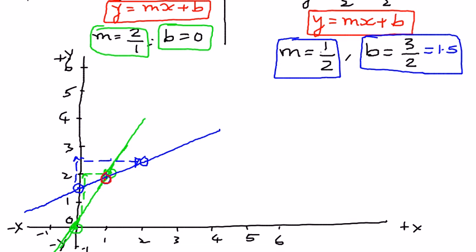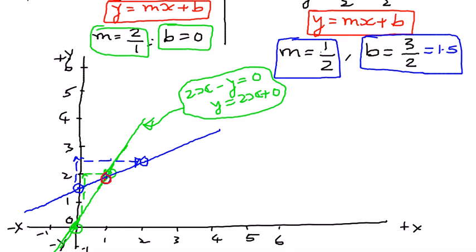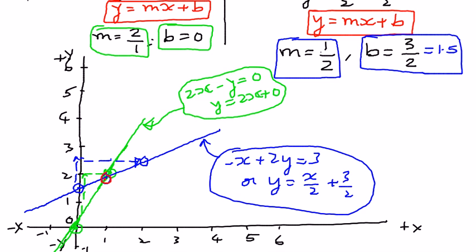And before I go any further, I want to represent this as the first line, which is 2x minus y is equal to 0, or we could have also written it out as y is equal to 2x plus 0. This is how we can represent that line as a straight line. And the second line here, this is a representation of negative x plus 2y is equal to 3. That is in the non-standard form, or in the standard form we have written it as y is equal to x over 2 plus 3 over 2. Okay, so that is how we can think about it as the representation of that line.